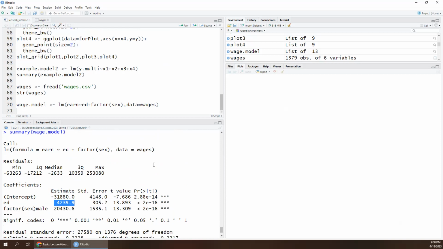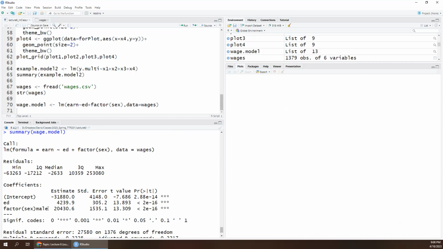So similar results, it's basically saying that for every additional year of education you receive, the average annual earnings increase by $4,200. Okay, what does this intercept mean? And then there's this factor sex male thing going on here.